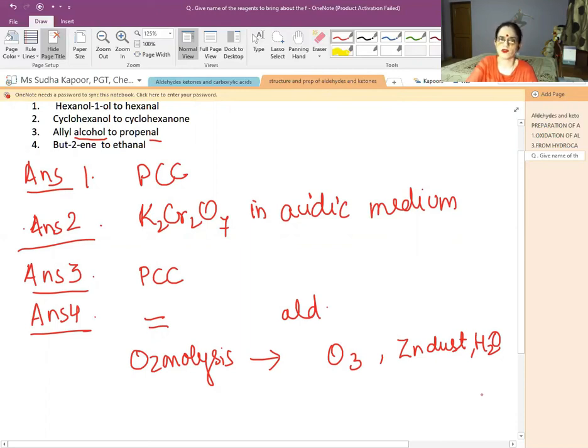Now in the next lecture, we are going to talk about the preparations which are meant only for aldehyde. So today our work was covering those reactions for both aldehyde and ketone. Now in the next we will be doing the preparations only for aldehyde, followed with some of the questions also. Till then, goodbye.